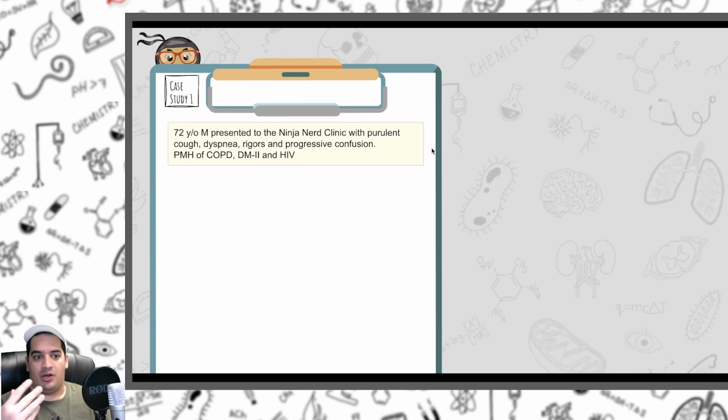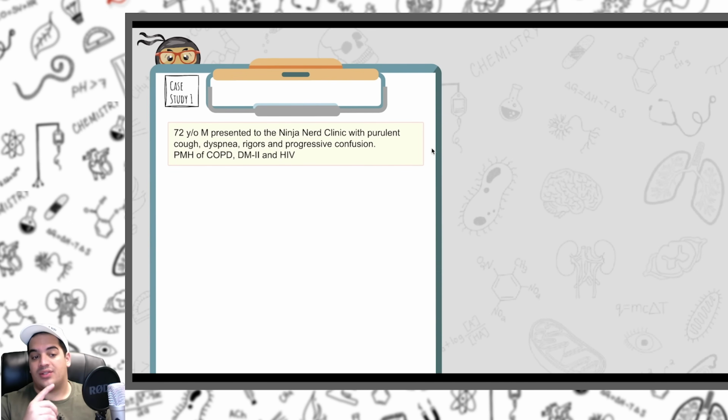So she's got a purulent sputum production. She has dyspnea, which could be indicative of a lot of consolidation causing hypoxemia to some degree. She's got rigors, which could be due to the fevers from a bacterial type of source here. And she's got progressive confusion, maybe suggesting she has some type of organ dysfunction. She may not be allowing for proper perfusion of the brain, and especially in elderly individuals, we can see that.